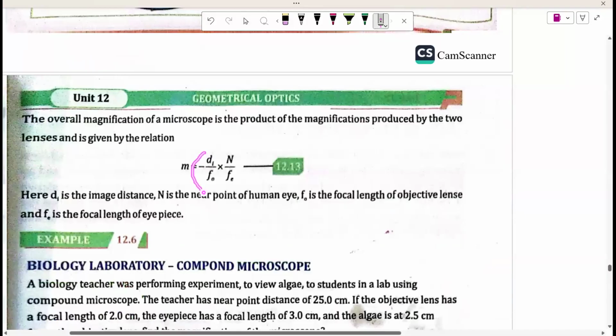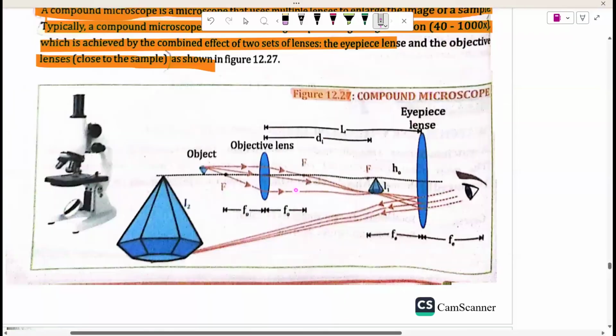We recently read the statement in the other book: it is a product of the magnification of each lens. So here you could see the magnification of the objective lens and the magnification of the eyepiece. So the overall magnification of a microscope is the product of the magnification produced by the two lenses and is given by this. This is for the objective lens. This is for the eyepiece lens.